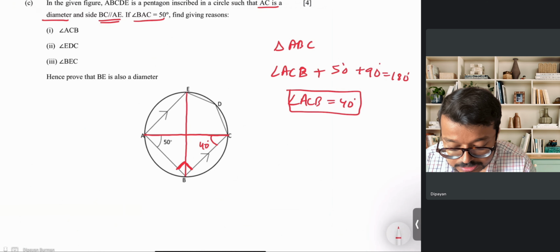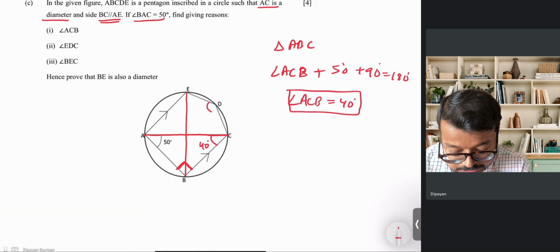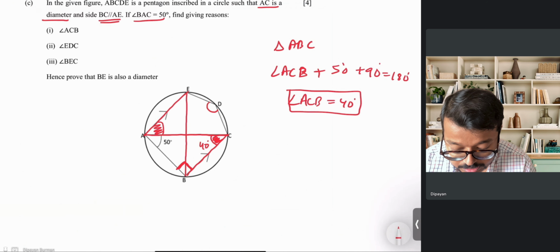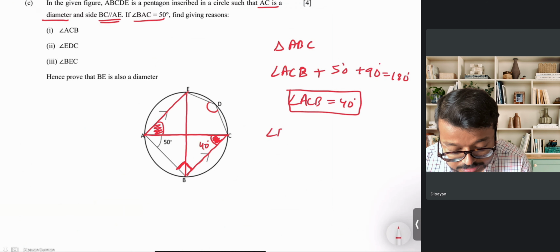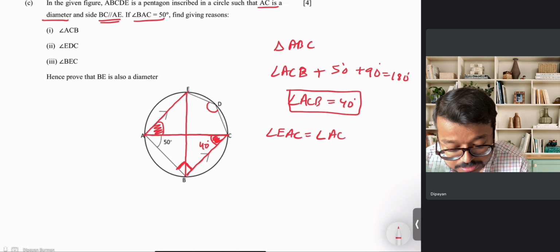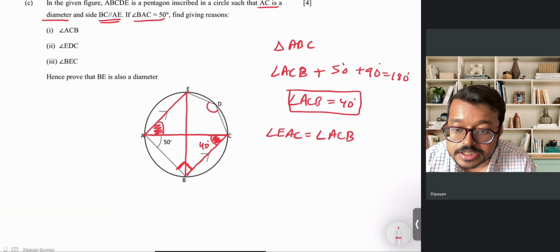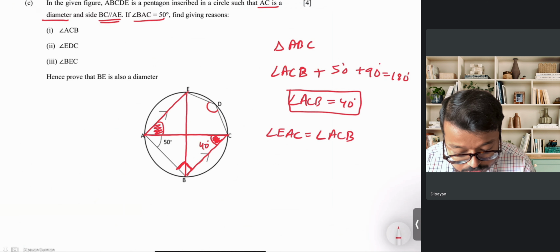Then to find angle EDC, I can look at my parallel lines first. BC is parallel to AE. So this angle ACB is equal to angle EAC. Angle EAC is equal to angle ACB. The reason is these two angles are alternate interior angles looking at the parallel lines and the transversal AC. So EAC will be also same as 40 degree.